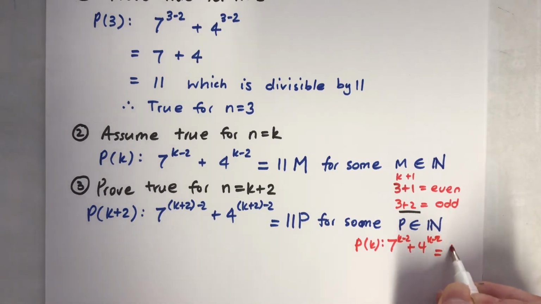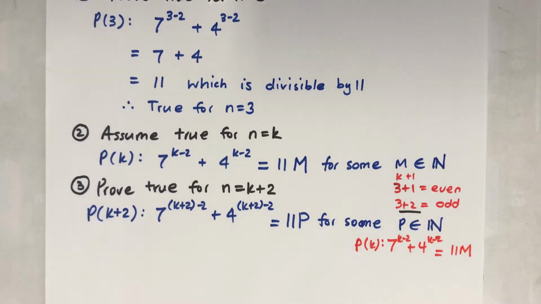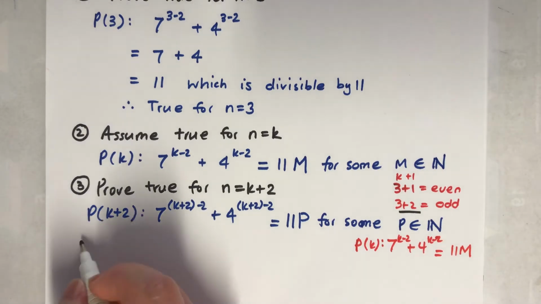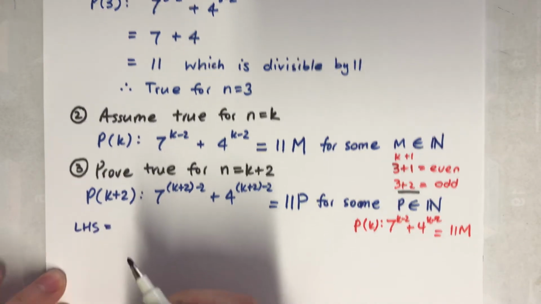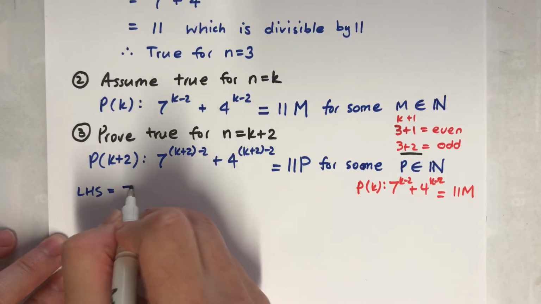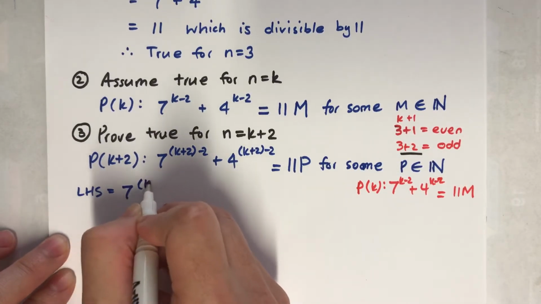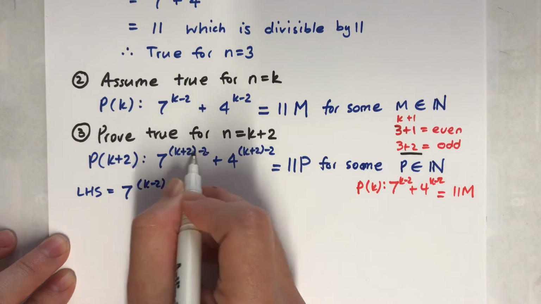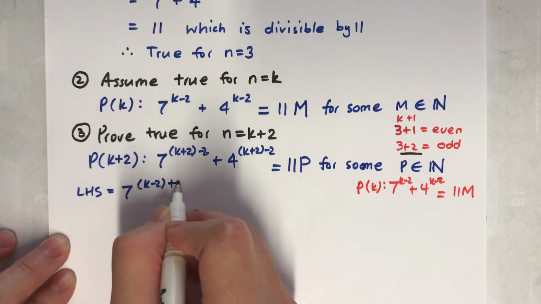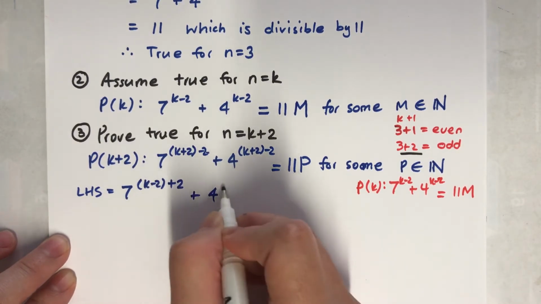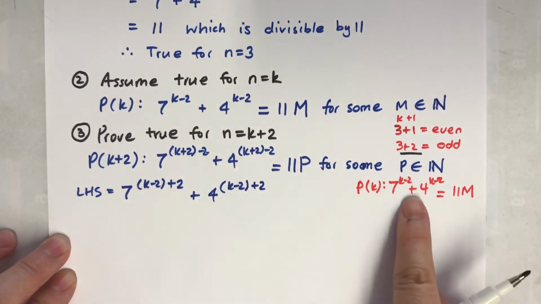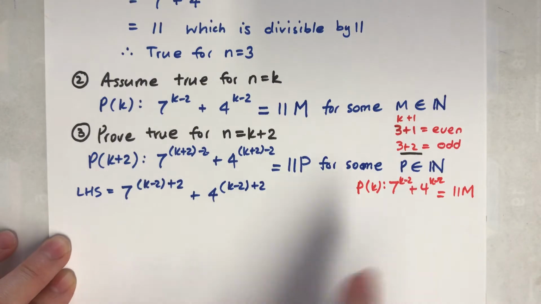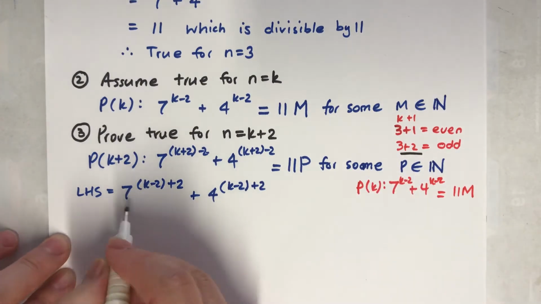Equals 11m. So on the left hand side, what I'm going to do here is k minus 2, I'm just going to swap this place, plus 2, and 4 to the power of k minus 2 plus 2. That way it looks like I'm keeping up with what I need to use.